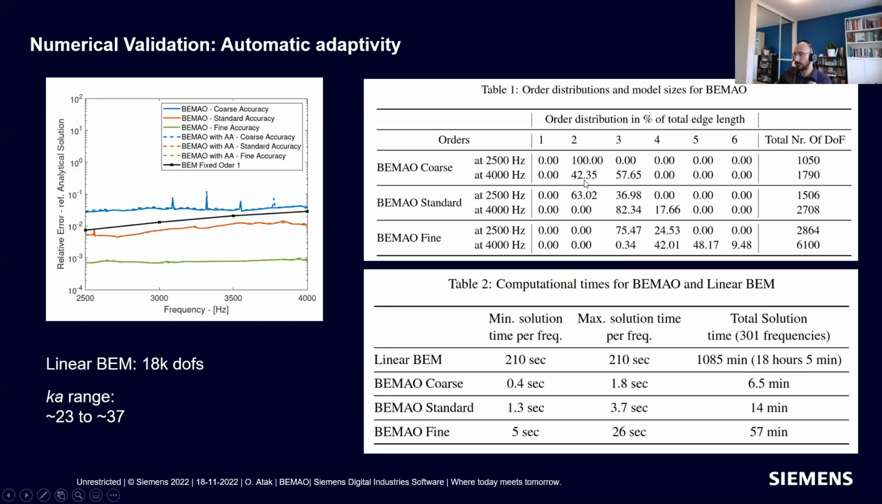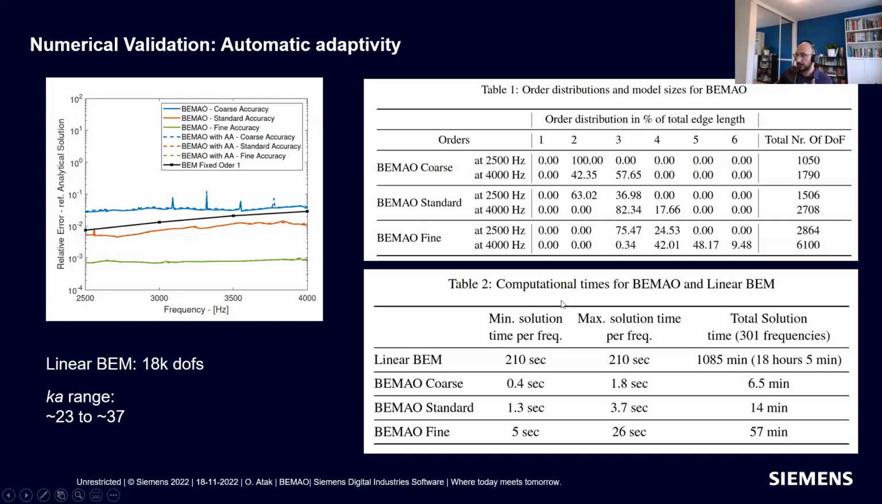So here the coarse model would have majorly 2 and 3 order. At the highest frequency, as you go to the fine accuracy, you would increase the order distributions, and here are the total number of DOFs. Again, you can see for a frequency sweep how much it changes.